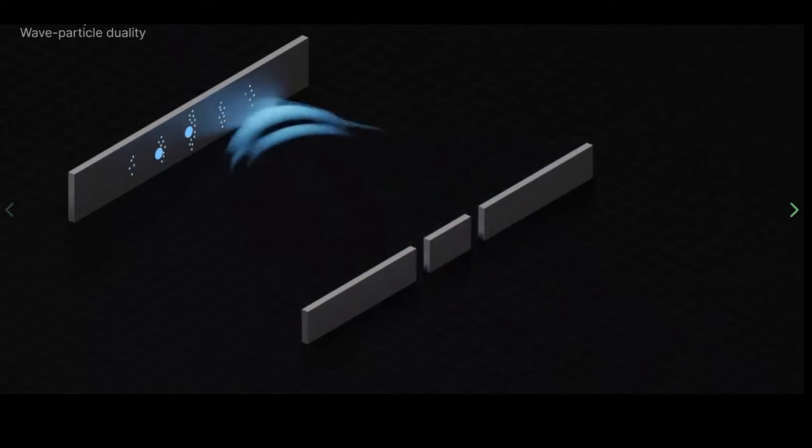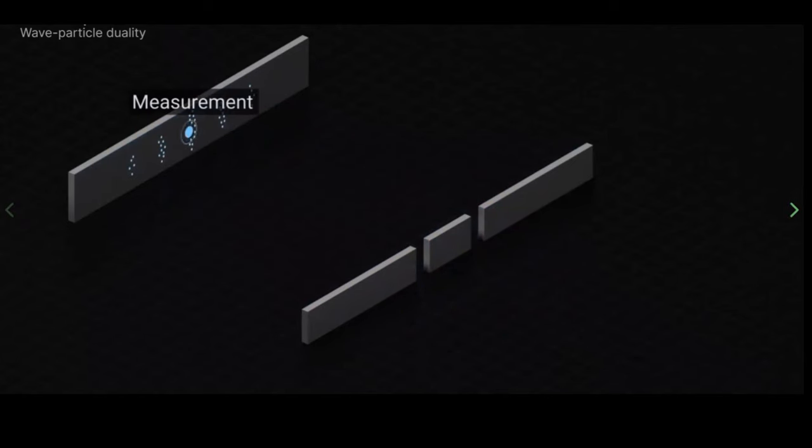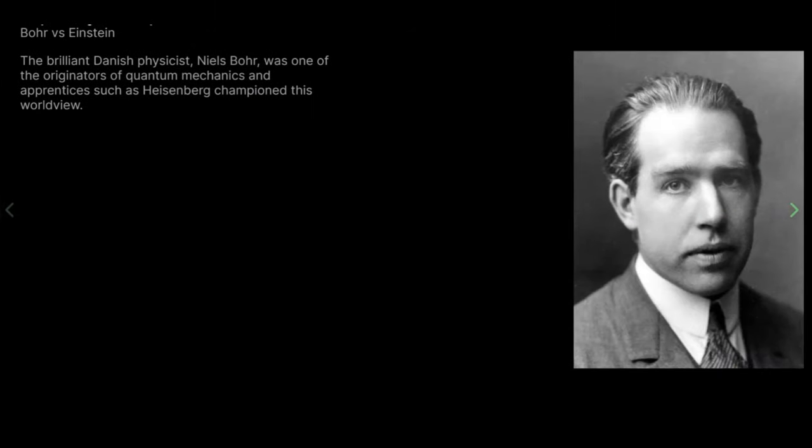This was, for the time, a very outlandish claim, and as you can imagine, Einstein hated this interpretation. It was championed by the brilliant Danish physicist Niels Bohr, one of the originators of this interpretation of the result. The interpretation was called the Copenhagen interpretation of quantum mechanics because its originators came up with it while they were at the University of Copenhagen in Denmark.